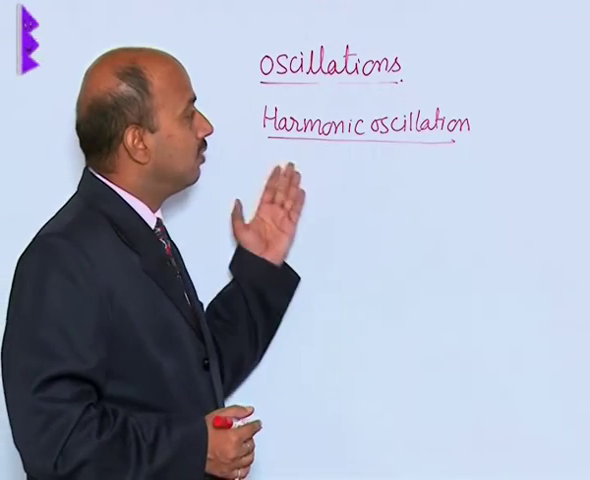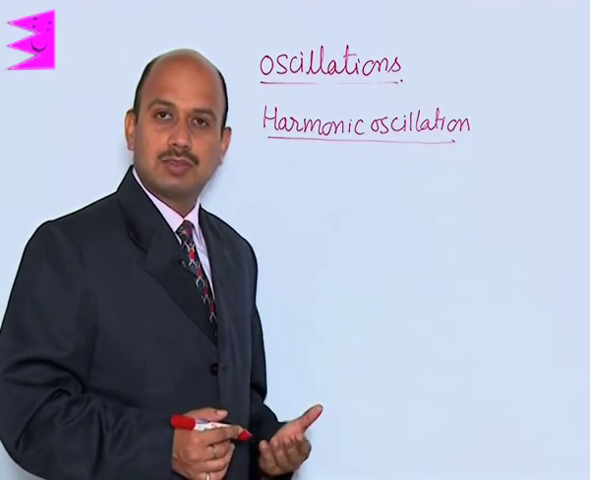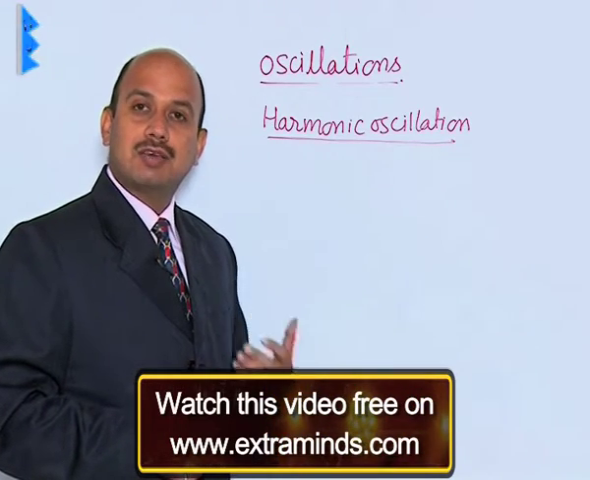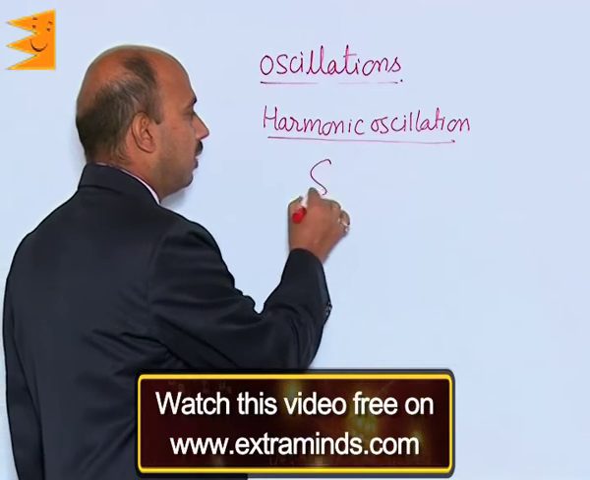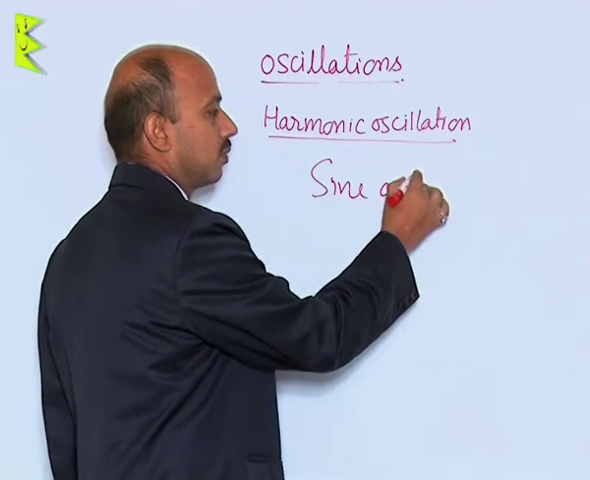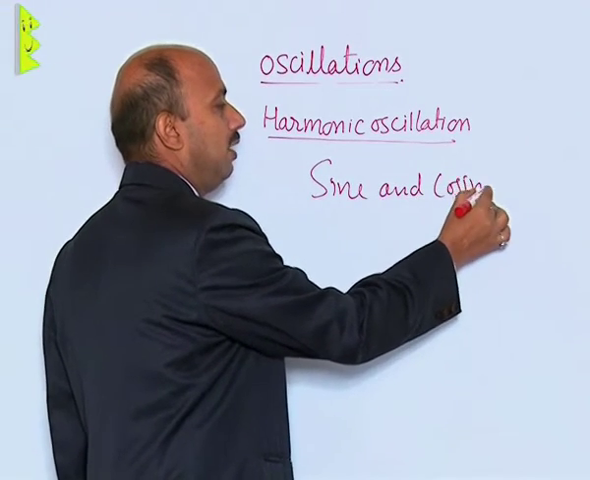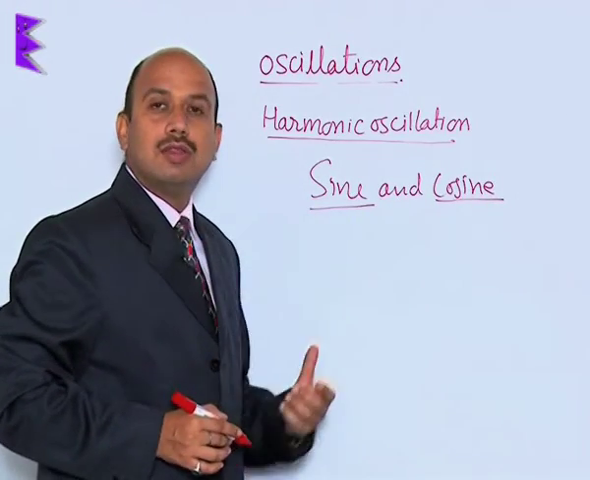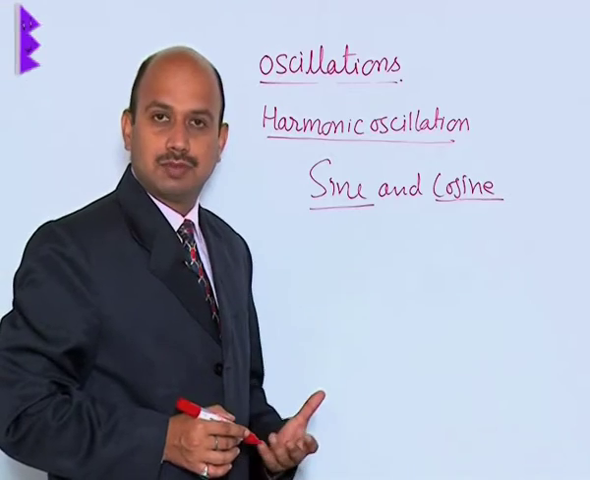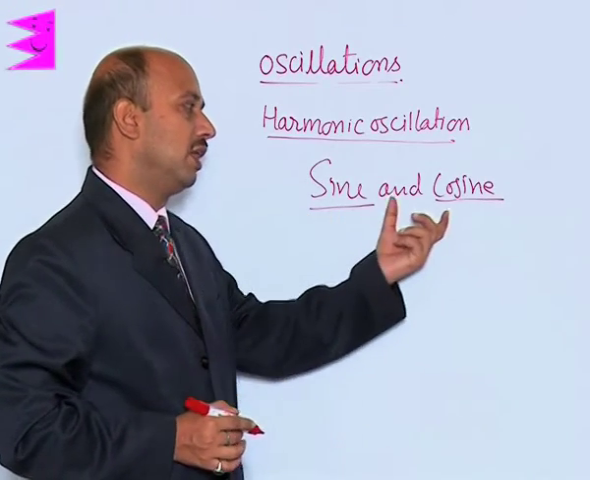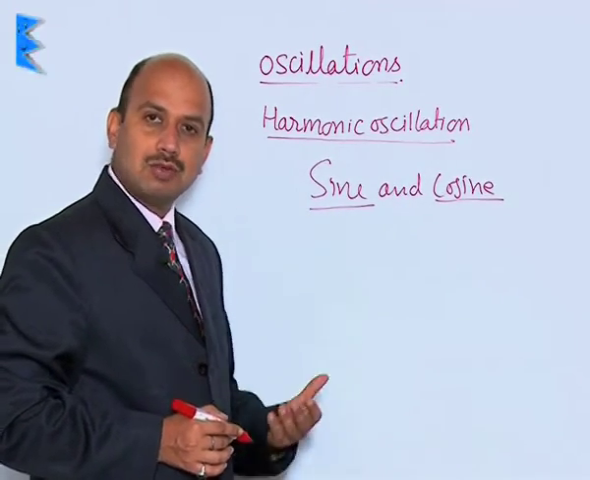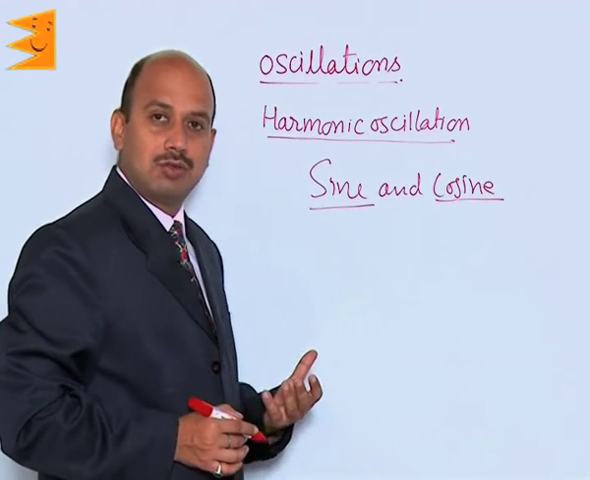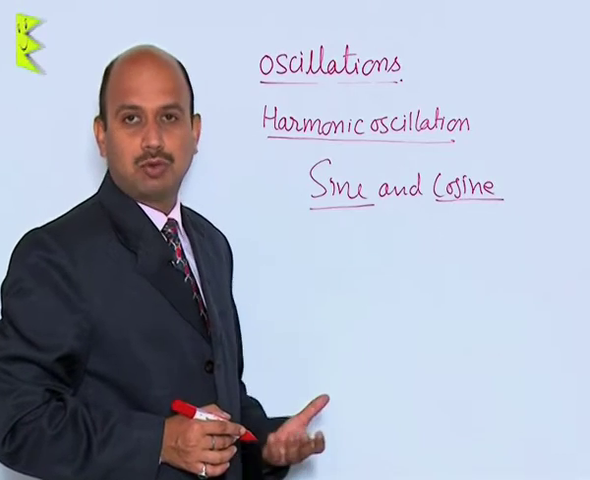Now see here, the next one is called harmonic oscillation. The oscillation which can be represented or expressed in terms of the function of sine and cosine is called harmonic oscillation. Because these two trigonometric ratios are periodic, they repeat their values after a 360-degree angle. After this harmonic oscillation, there is also simple harmonic oscillation.